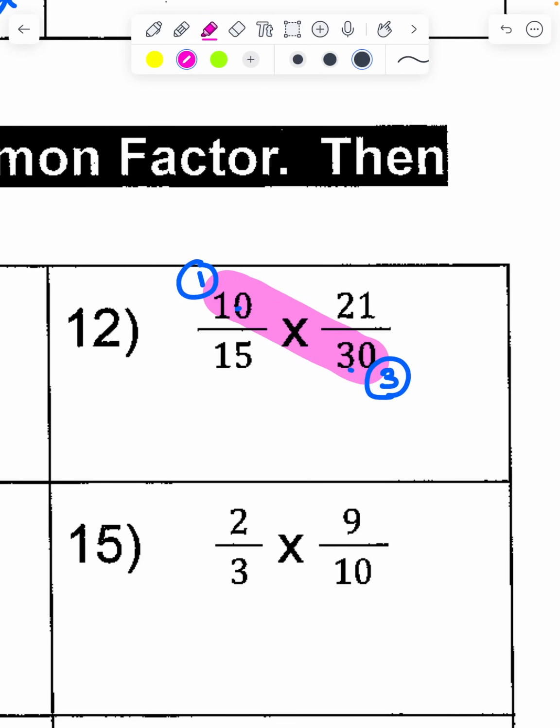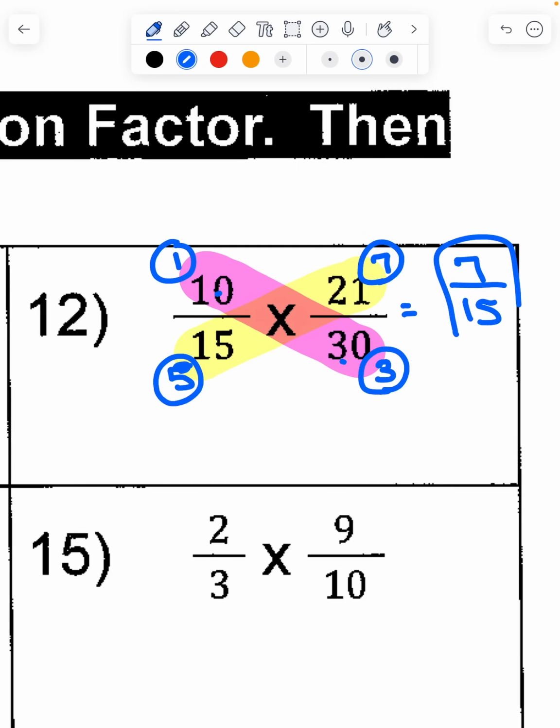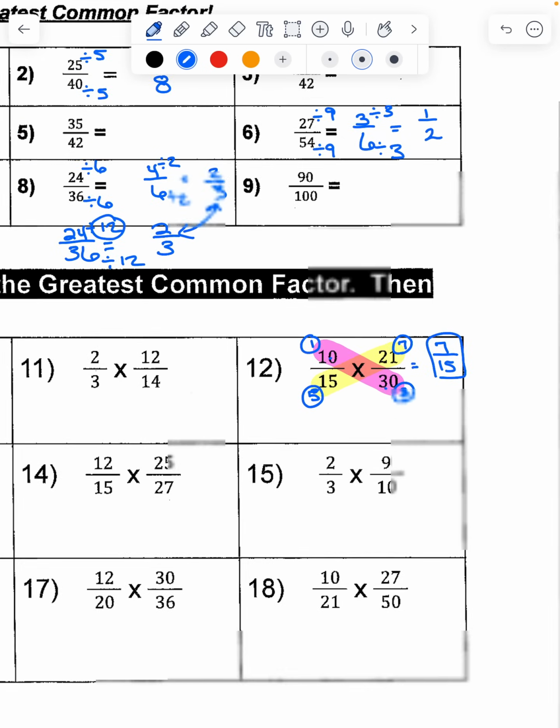10/30 is 1/3. Looking the other way, what goes into both 15 and 21? We know that 3 does. 3 goes into 15 5 times. And 3 goes into 21 7 times. Again, if you need to use your multiplication chart, do it. And then we multiply straight across. 1 times 7 is 7, and 5 times 3 is 15. So we have 7/15.